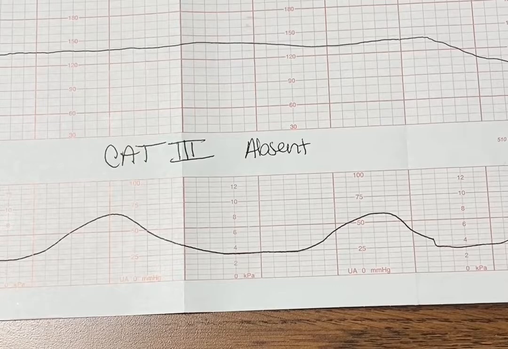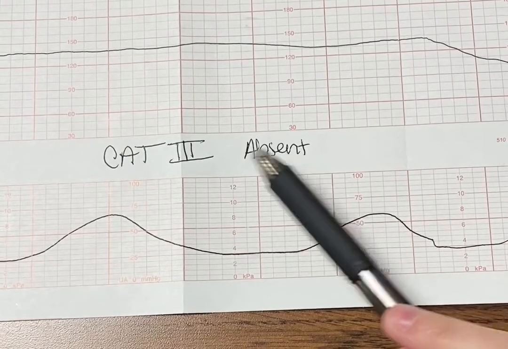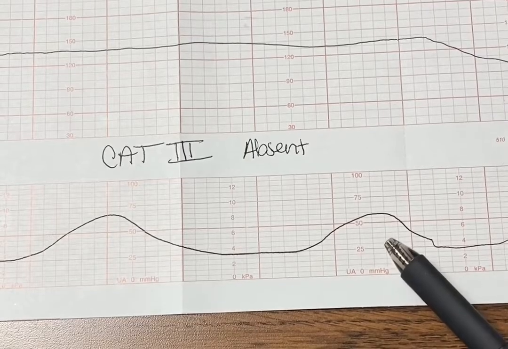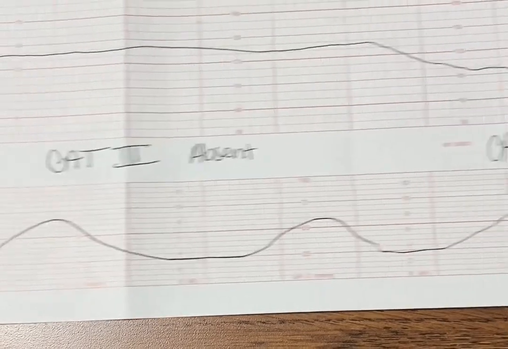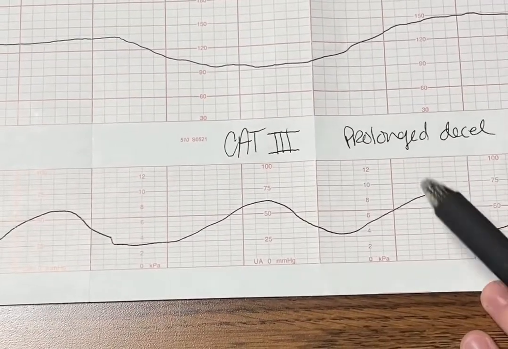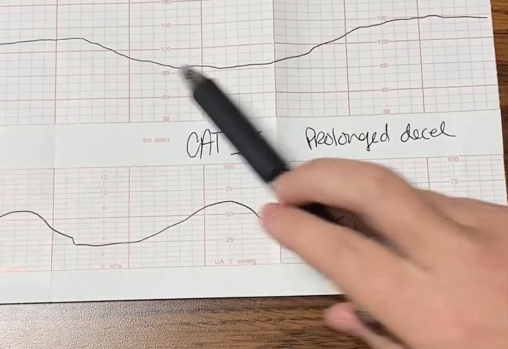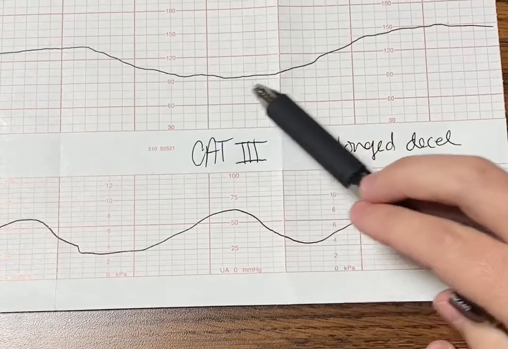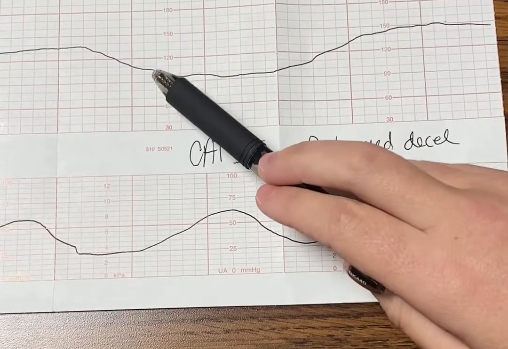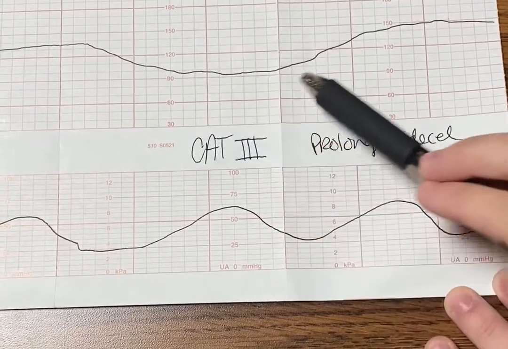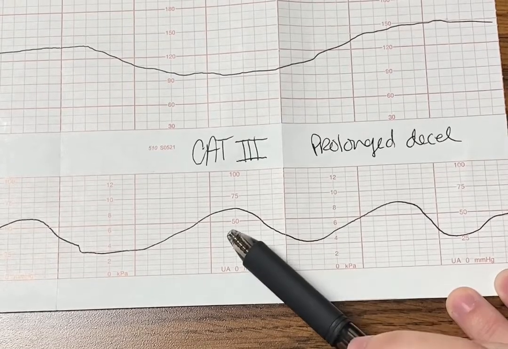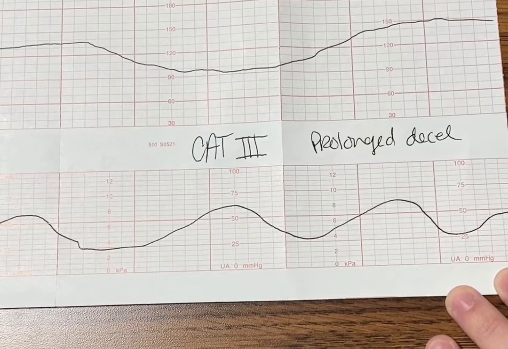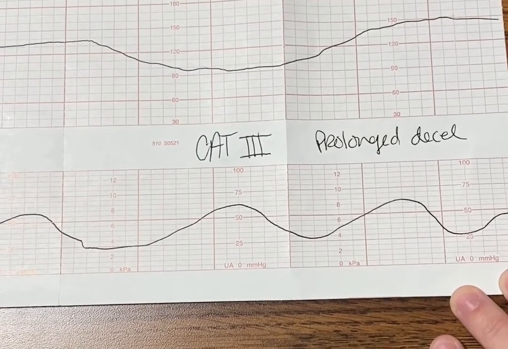With category 3, we're going to see absent variability. There is no variability shown with the contractions that are shown. But there could be prolonged decelerations. There is still absent variability, and there is a deceleration, but the uterine contractions are also looking like they might start to be tachysystole.